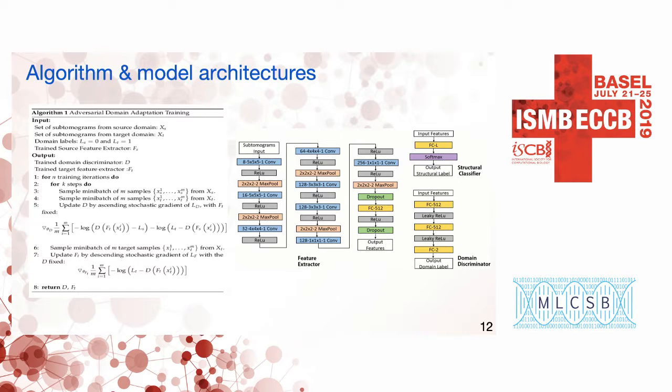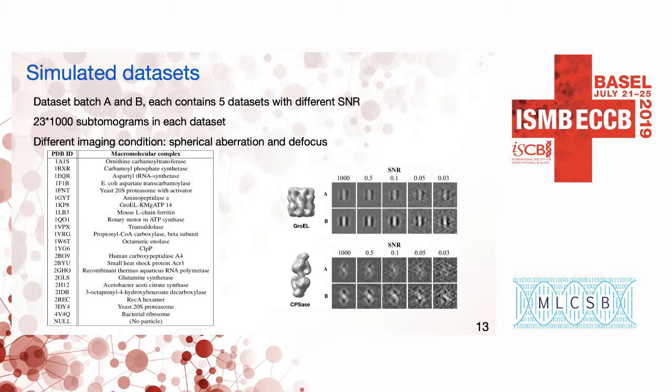For testing, we simulated two dataset batches, A and B. Each contains 5 datasets with different signal-to-noise ratios. There are 23 classes of subtomograms in each dataset, as shown here. And there's also one null class with no macromolecules. This is basically all the macromolecules we're not interested in. And as I mentioned, the two batches have different imaging conditions, including spherical aberration and defocus.